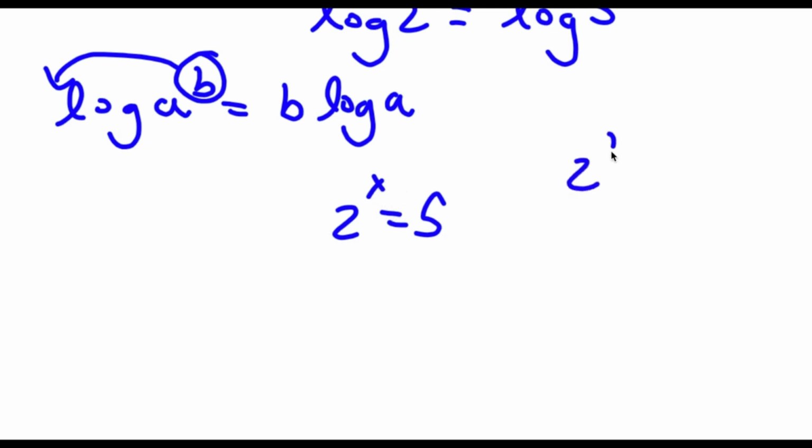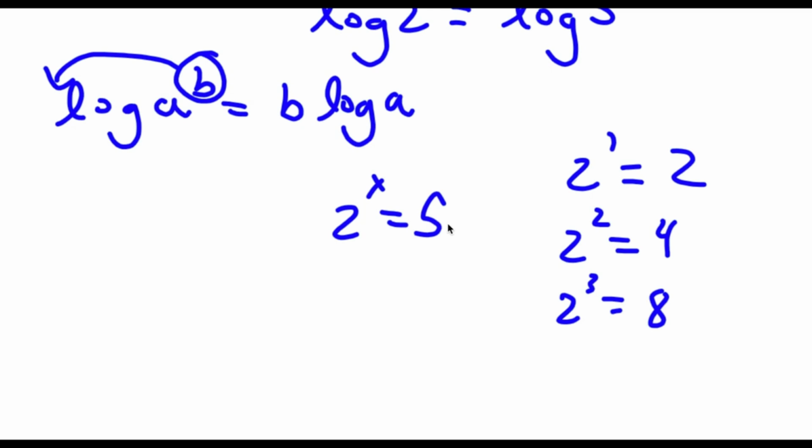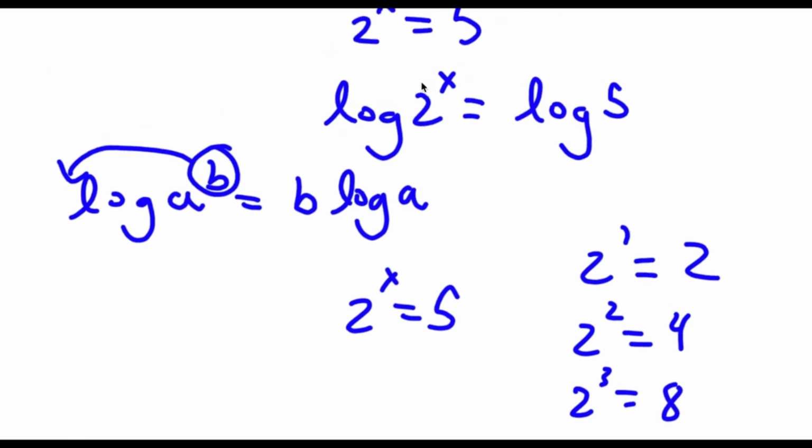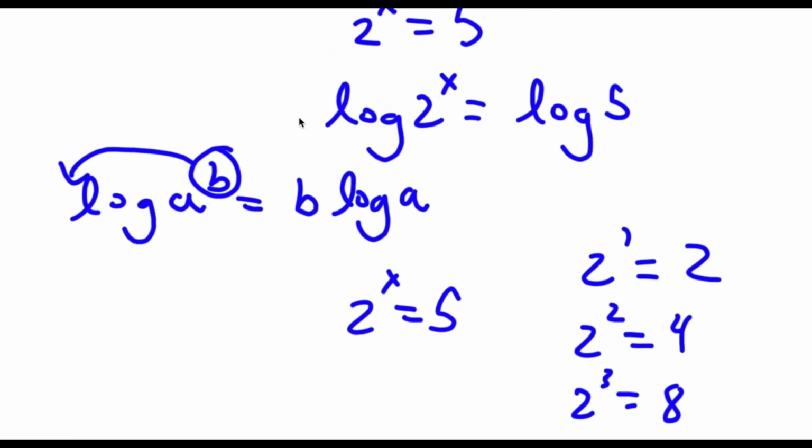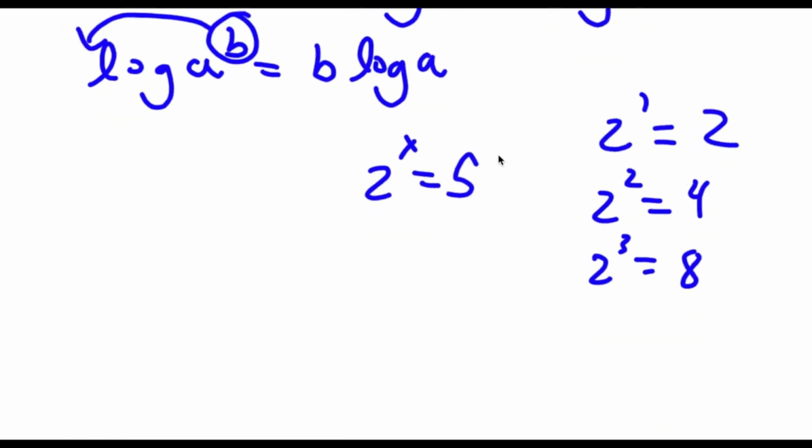2 to the power of 1 is equal to 2. And 2 to the power of 2 is equal to 4. 2 to the power of 3 is equal to 8. So 5 is somewhere between 4 and 8, so the value of x is going to be somewhere in between 2 and 3. And it's going to be a decimal. So now by using this property, I can move x to the front, and then I can find the real value of x. The exact value, I mean.